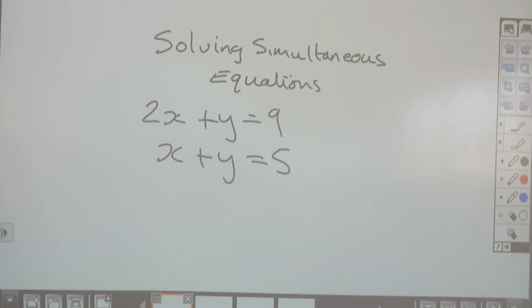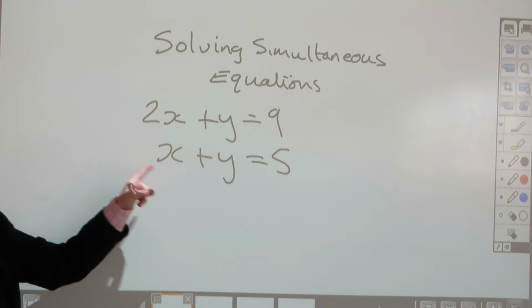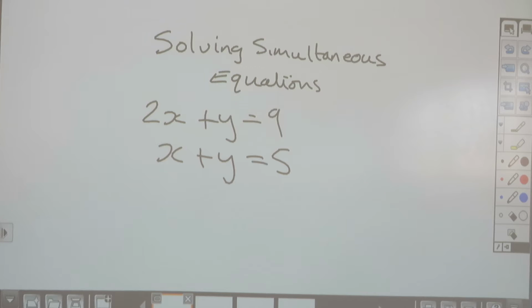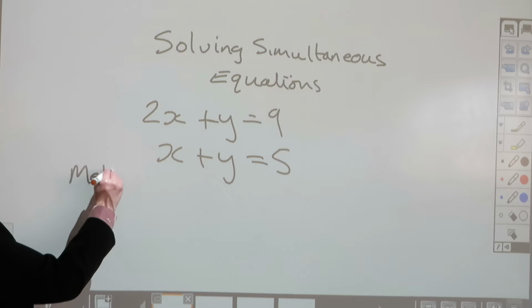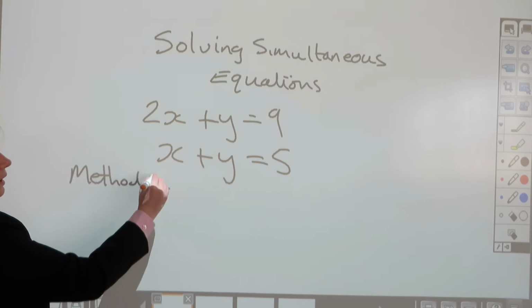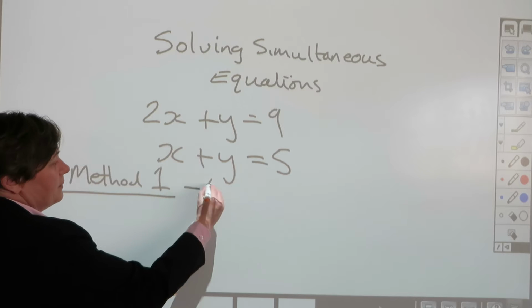So on this occasion we've both got x and both got y in them. And a simultaneous equation means we're going to solve them to find out the value of x and y. And you may have done this before, and your teachers may have shown you one method or another, but I'm going to show you both. So, method one that we're going to use is going to be via elimination.